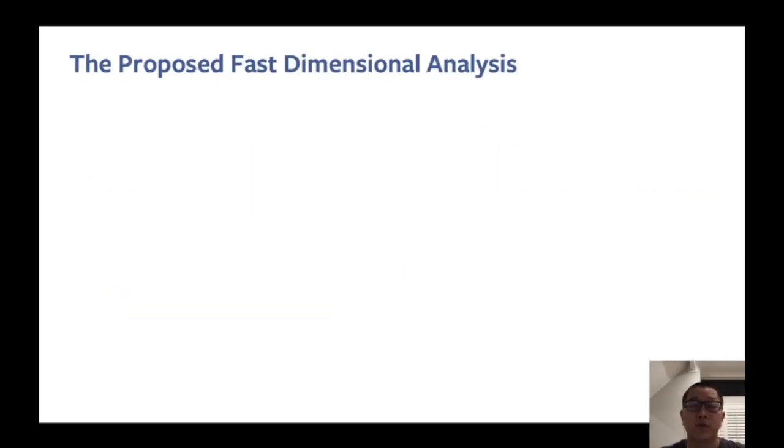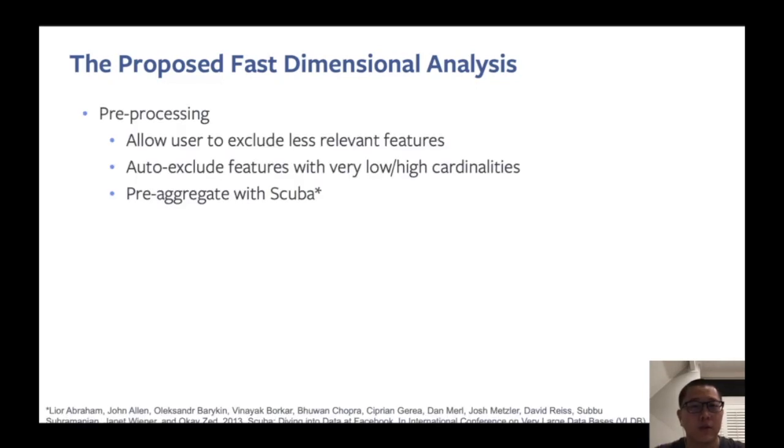Here's our proposed framework for fast dimension analysis. Our requirement here is really simple. We want to find critical patterns in near real time across millions to billions of entries from our software, hardware, and tooling logs. The first step is a preprocessing step. We allow the subject matter experts to exclude less relevant features to improve the performance.